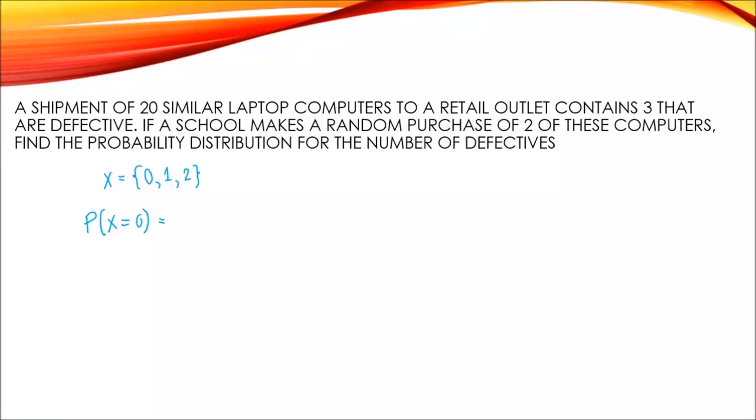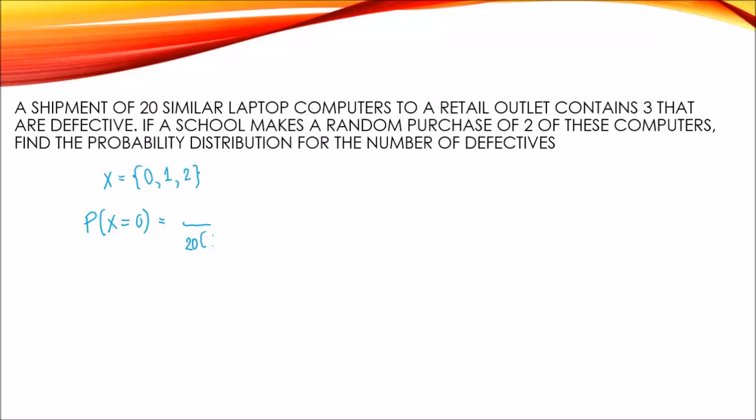Okay, when x equals 0, what would be the total combination? Since our probability is the combination of the event over the total possible combination. In this, the total possible combination would be what? We can get 2 out of this 20 laptops. Okay, that is 20 combination of 2. The total combination.